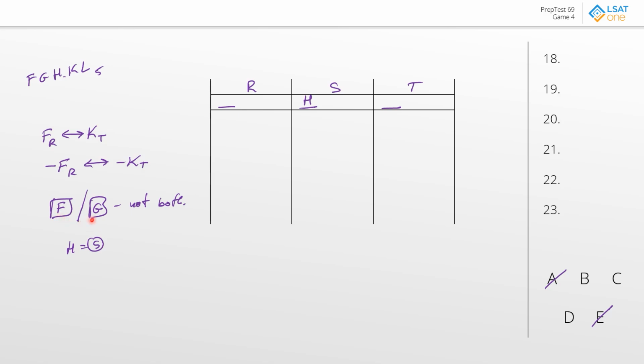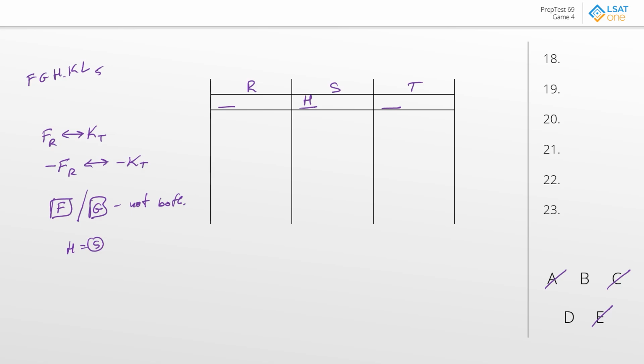Next, one of F or G is going to have to be alone, but not both of them. So answer choice B has G alone, not F. That's fine. C has neither alone. We can get rid of answer choice C. And E has F alone, but not G, so we're good. Now we're just down to B and D.